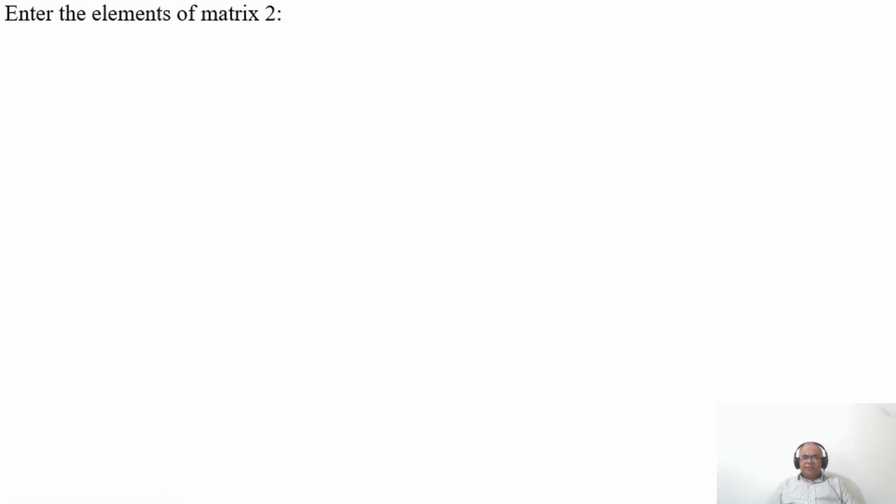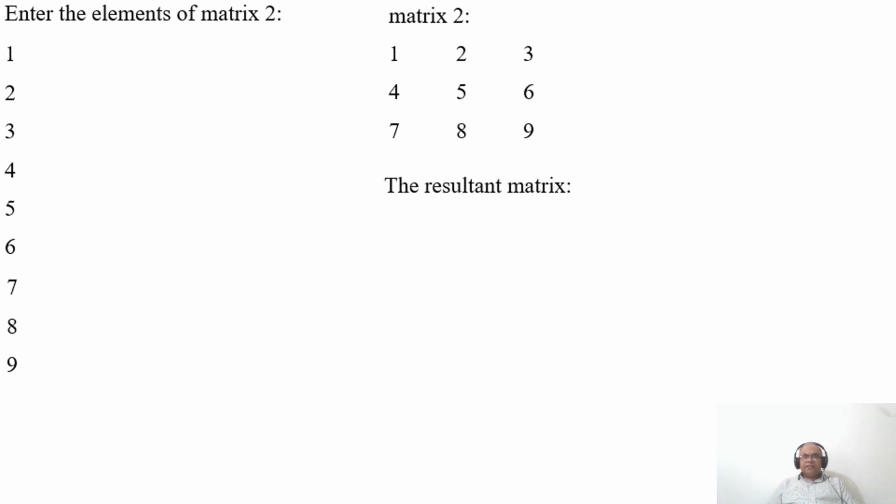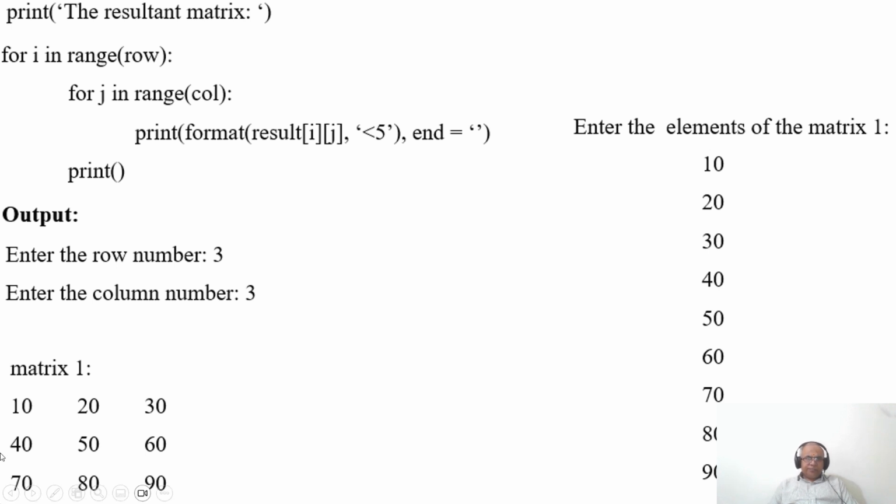Then enter the elements of matrix 2. So we have 1, 2, 3, 4, 5, 6, 7, 8, 9. So again matrix 2 is going to have the format of 1, 2, 3, 4, 5, 6, 7, 8, 9. Then the resultant matrix will be 9, 18. Why? Because matrix 1 will have 10.